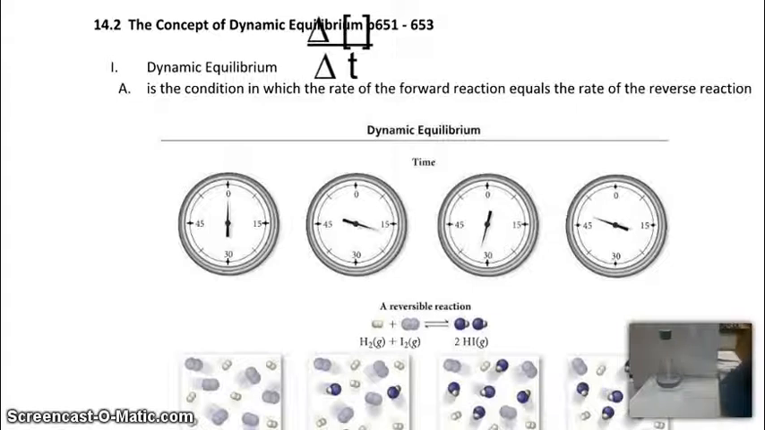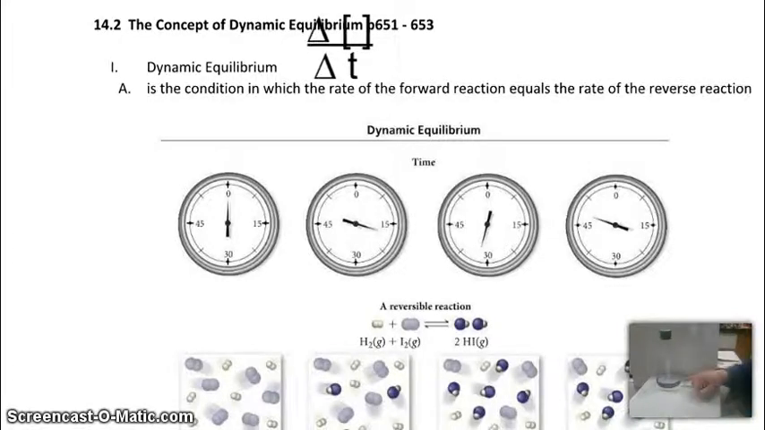Equals. We knew there had to be something equal there because the word equal is in dynamic equilibrium. So it's equal to the rate, in other words, the change in concentration over the change in time of the reverse reaction. Well, what the heck's the reverse reaction? It's the products making the reactants.